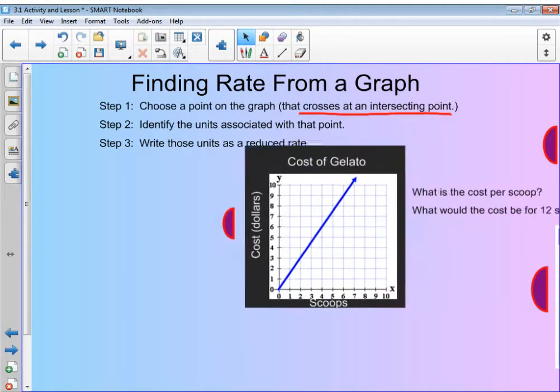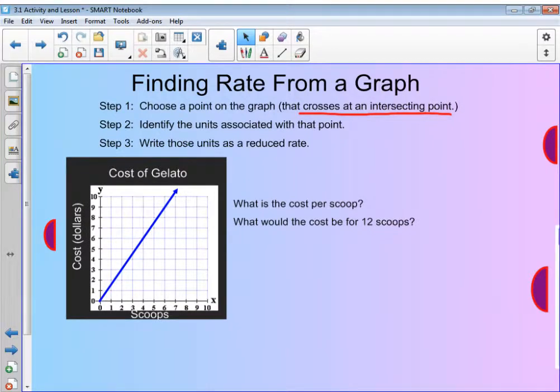All right, so let's look at this one. The cost of gelato, and so for our cost, we have our dollars going up on the Y scale and our scoops on our X scale. So I'm going to pick 2 points. So here I don't have the points picked. So what is the cost per scoop?